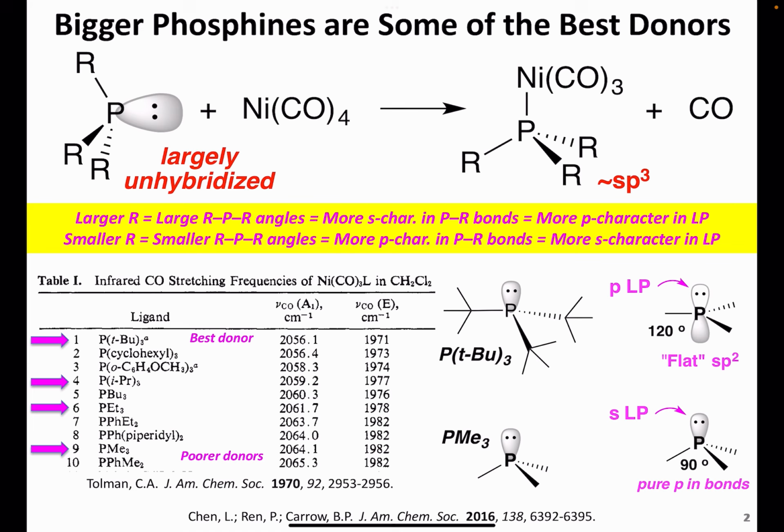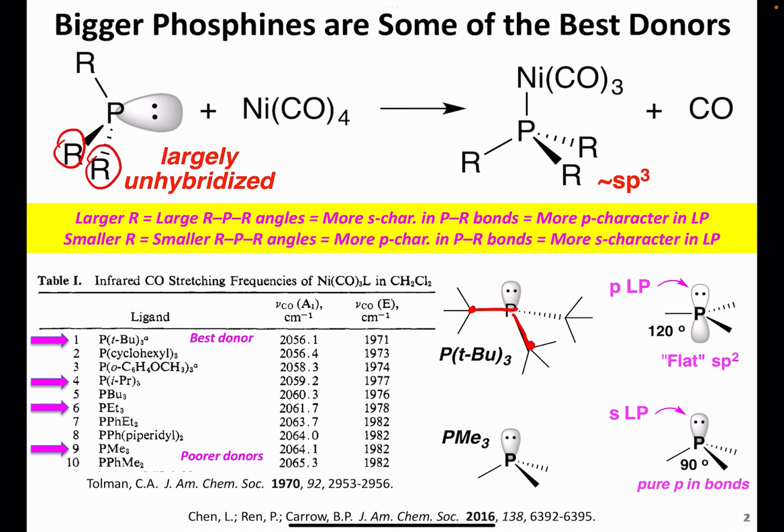And the reason it can do this is if the phosphine features very large R groups, what happens is that the R groups have to move away from one another. If the R groups move away from one another, the C, P, C angles get larger. If the C, P, C angles get larger, there's more S character in the individual P, C bonds. And what that does is it leaves more P character in the lone pair.